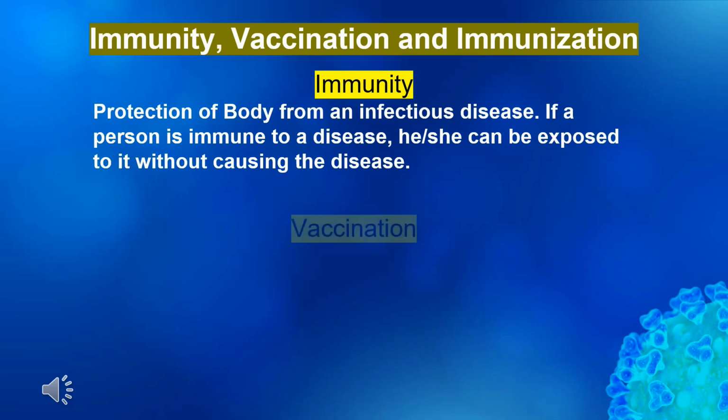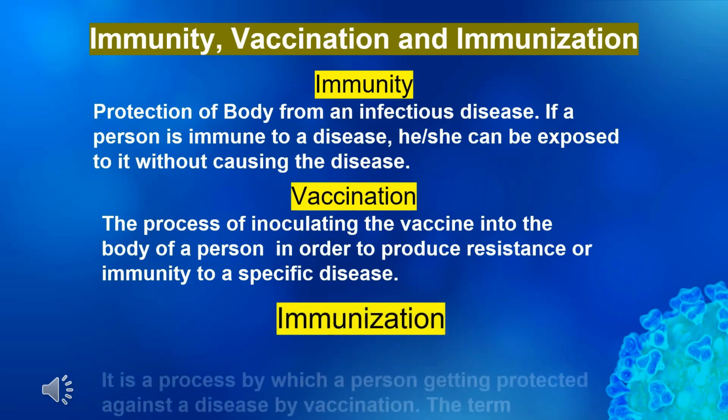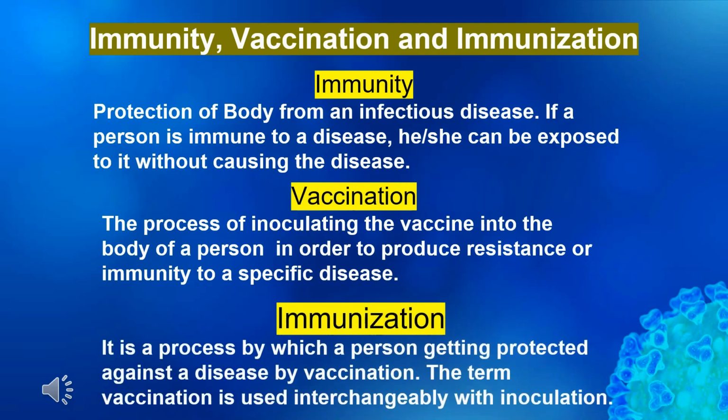The second one is vaccination. It is the process of inoculating the vaccine into the body of a person in order to produce resistance or immunity to a specific disease. The next word is immunization. It is a process by which a person gets protected against a disease by vaccination. The term vaccination is used interchangeably with inoculation.